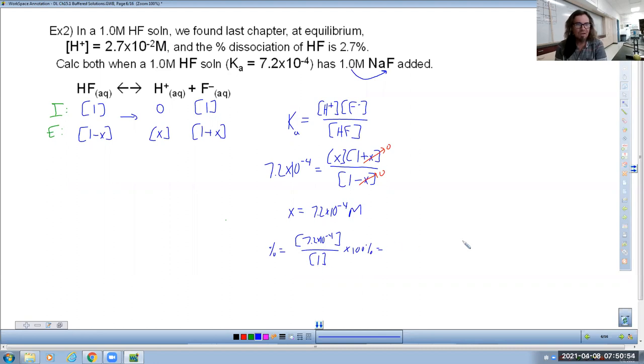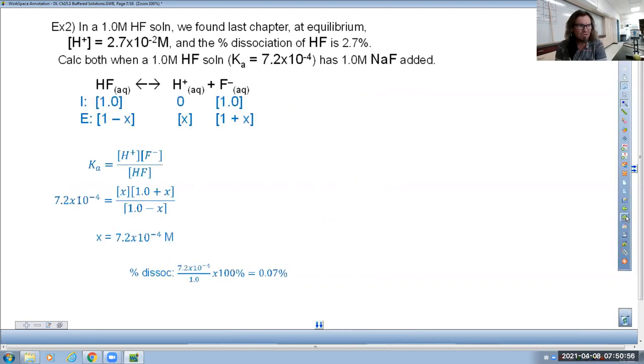And then when that's all said and done, that comes out to be 0.07, I think, 0.07%. So the percentage went from 2.7 down to only 0.07, 100 times smaller percentage. And that's because of the fluoride ions. That's called a buffered solution.